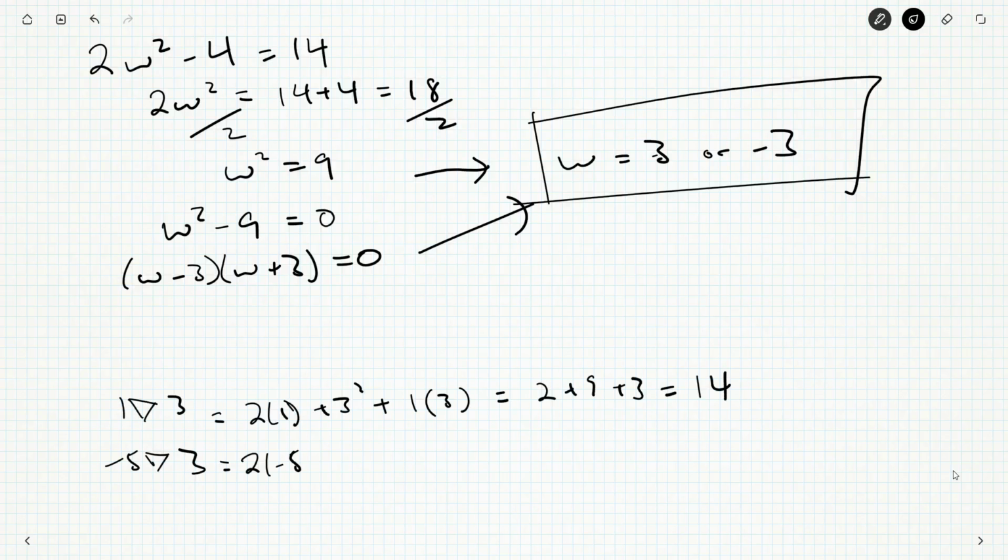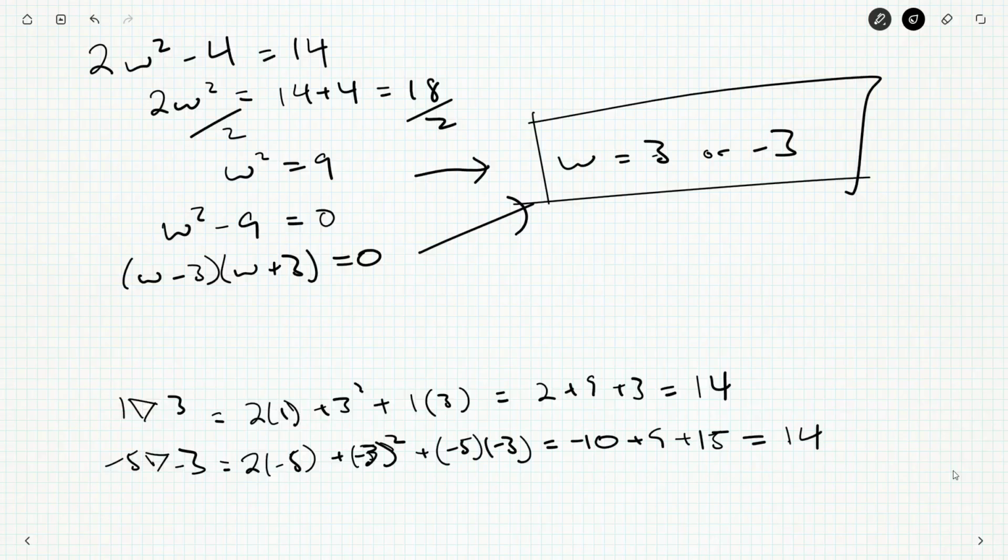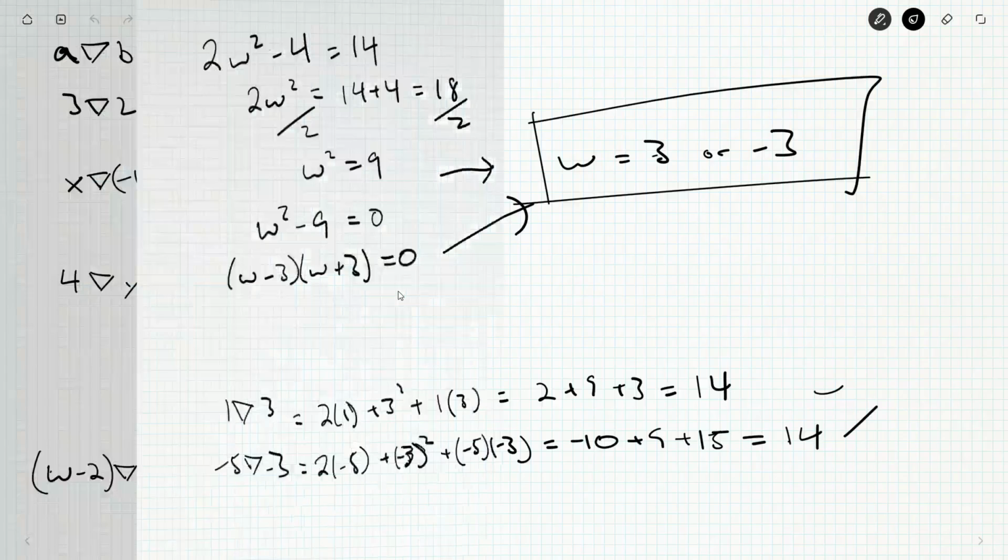And 2 times negative 5, it should be a negative 3, by the way, negative 3 squared plus negative 5 times negative 3. Well, that's going to be negative 10 plus 9 plus 15. And once again, the negative 10 and the 15 will give you 5. 5 plus 9, 14. So it does work. We don't get any marks for checking, but checking at the end could make the difference between thinking, oh, I've got the answer, or oh, I realize I have an algebra mistake. I need to go back and correct it.